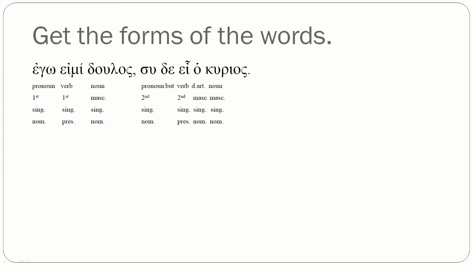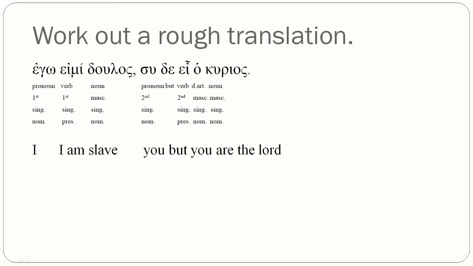De is but, or what are some other choices there? But, and, even, something like that. Ei is your verb of the second clause. It is second person singular, and it's present. And then ho kurios are together, the article and the noun. Both of those are masculine, singular, and nominative. All right, let's work on a rough translation here. Ego eimi, I am. Doulos, a slave. Su de ei, but you are the Lord.